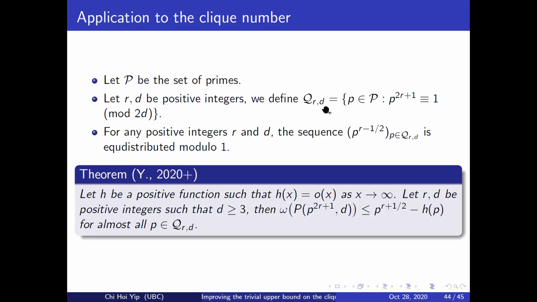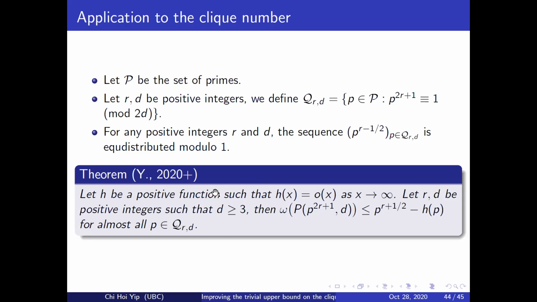And we can use some tools from analytic number theory to show that this sequence is actually equally distributed modulo 1. So that means the fractional part of this p to the r minus half will behave randomly, I guess uniformly at random in this interval 0 and 1.